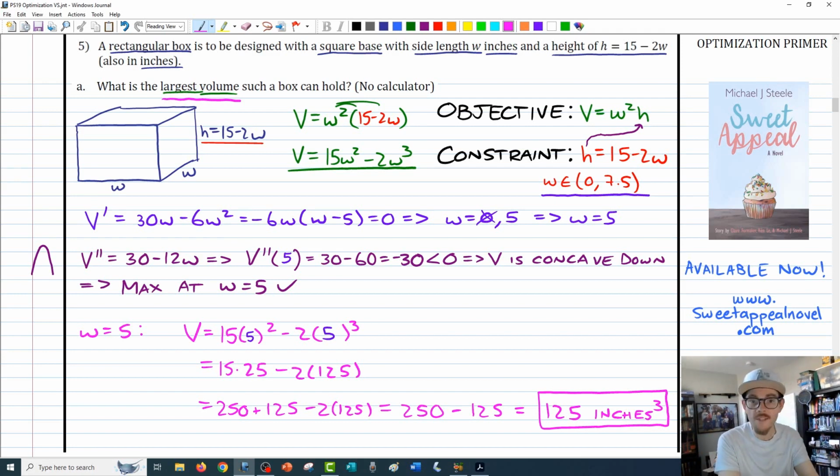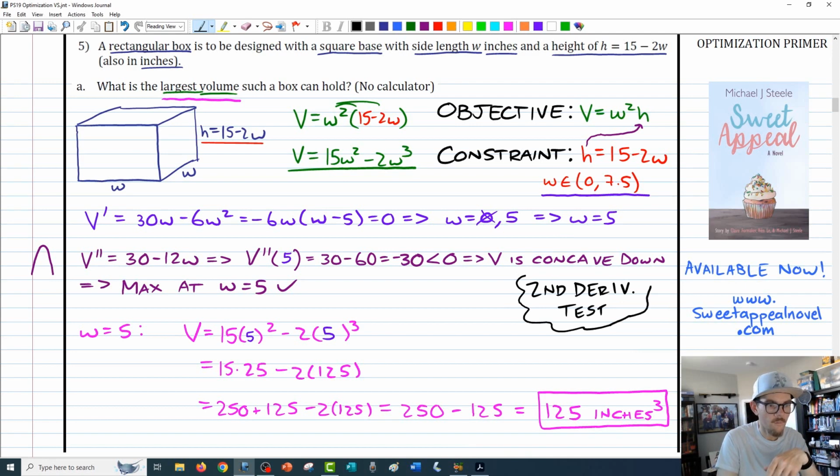And in this case, we used the second derivative test to go through. Maybe I should make a quick little note of that. We did the second derivative test to get through here. Again, you don't need to cite it by name. You just need to include all the stuff. But since these are instructive videos, we'll go through it.